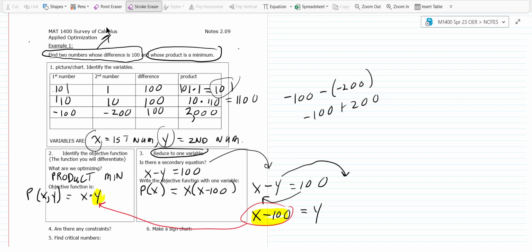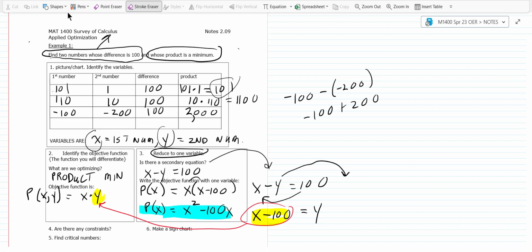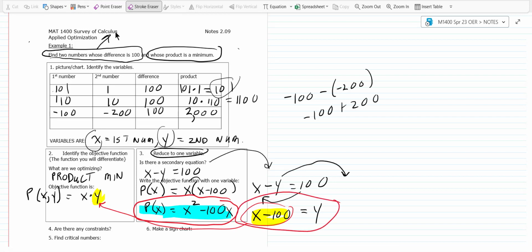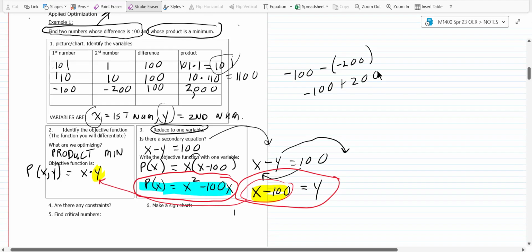Is everybody okay? All right, so now I have p of x equals x to the second minus 100x, and that's a real big deal right there. This is our objective function. There's actually a couple of things that I'm going to highlight that are real important in the problem. There's that, and then there's this equation y equals x minus 100. So the first part of the problem is setting everything up. The rest of it is things we've been doing in class, and you've done homework on this.